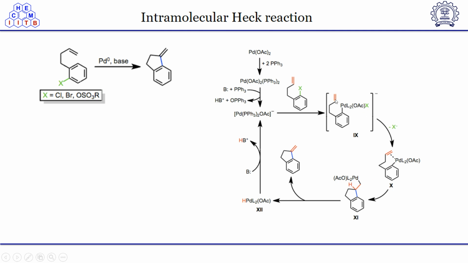Then it can coordinate with this alkene in an intramolecular fashion to form this pi complex, followed by alkene insertion to get this compound. Then beta hydride elimination will take place to give this alkene here. So it is a carbon-carbon bond formation reaction, which results in the formation of an alkene as a result of beta hydride elimination. So it requires an activated halide, that is a vinyl or aromatic halide, and an alkene in the same compound for the intramolecular Heck reaction to take place.